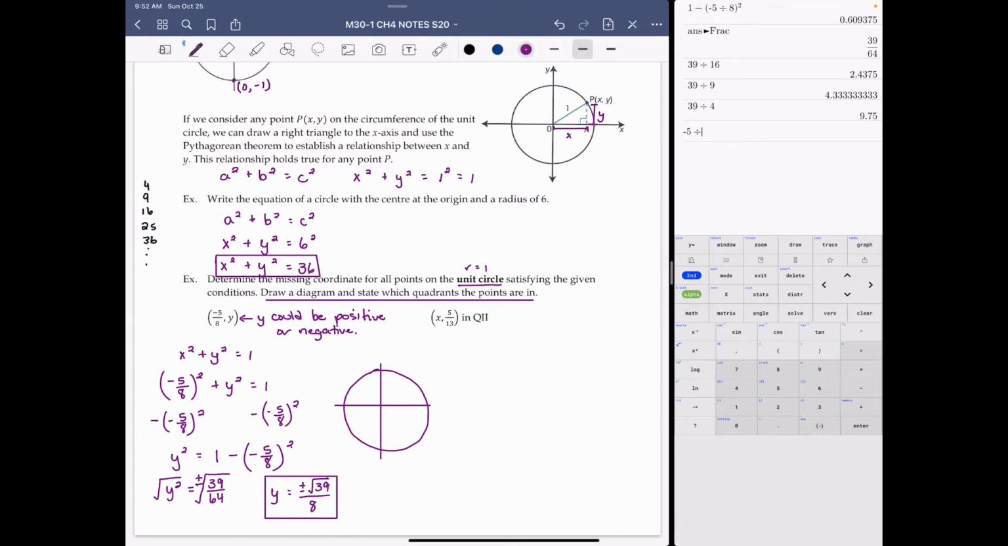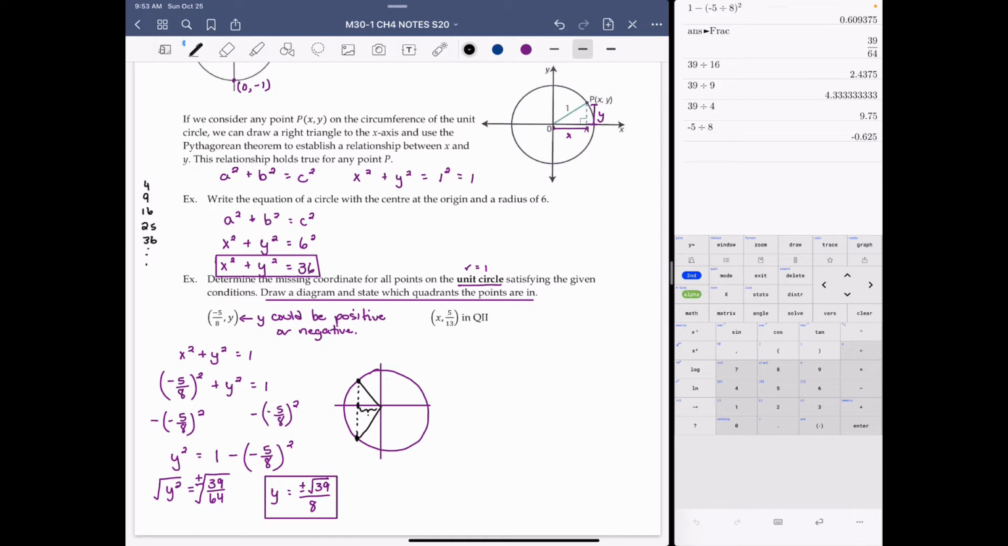Negative 5 divided by 8 is 0.6. So approximately halfway-ish for the x value, a little further than halfway to the end of the unit circle, and then go straight up from there and also straight down from there to get our 2 dots. Then we could join them to the center to create our triangles.